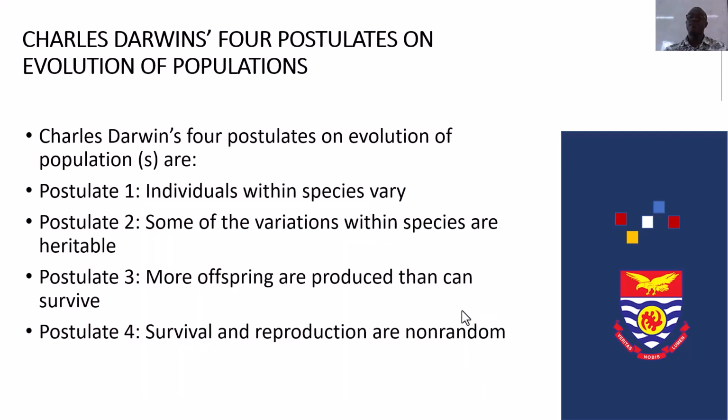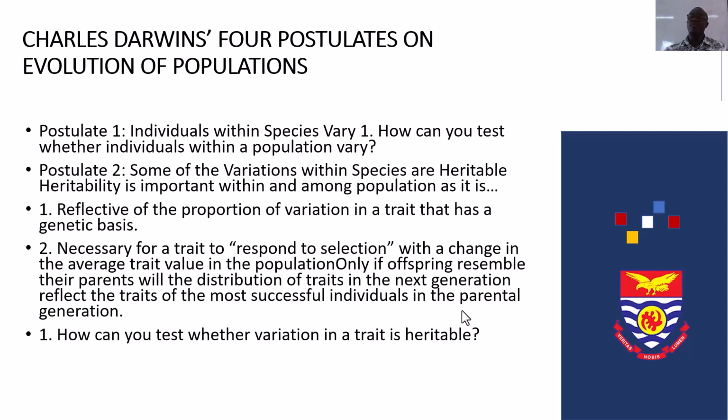So Charles Darwin's four postulates on evolution of populations are as follows. The first postulate, individuals within species vary. Postulate 2, some of the variations within species are heritable. Postulate 3, more offspring are produced than can survive. Postulate 4, survival and reproduction are non-random.